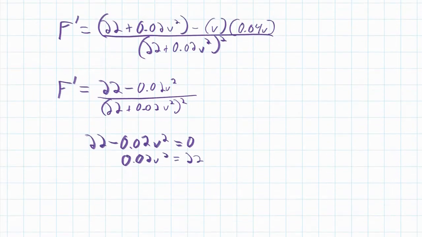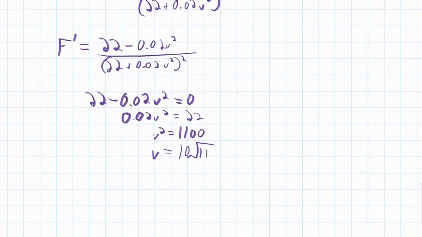If I multiply both sides by 50, I'd get V squared is equal to 1100, or V would be equal to 10 root 11, because it's 100 times 11. It could be negative root 11 as well, but our velocity is just asking for speed. So whether it's plus or minus, we're just going to stick with the positive.